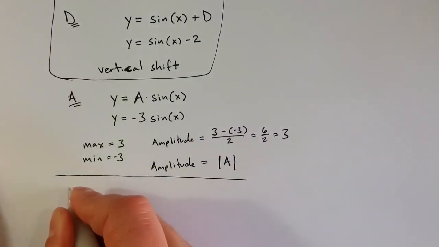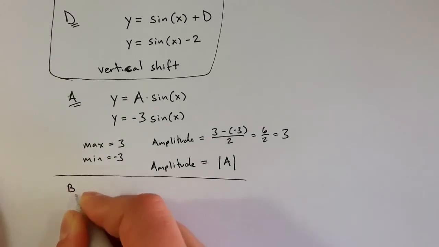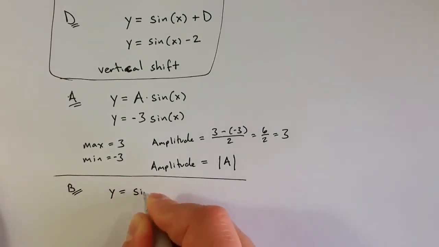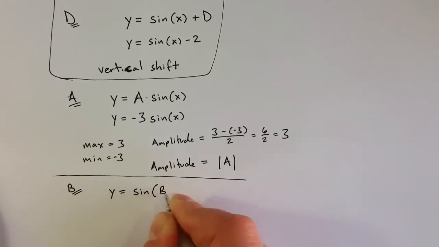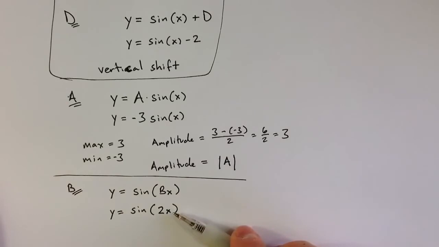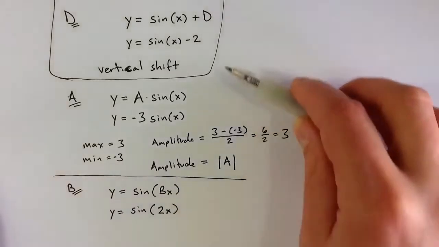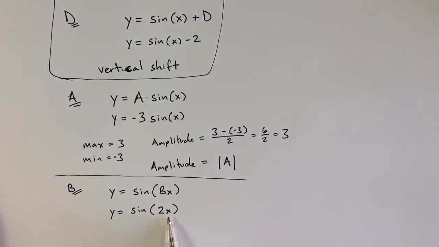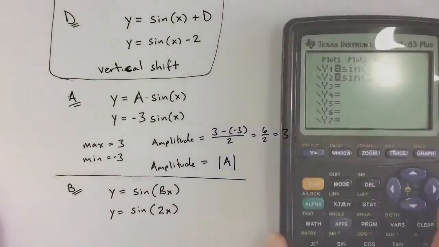So let's consider what happens if we just replace b. So I might have something like y equals sine of b times x. Or in particular, we might have something like y equals sine of 2x. This is a change that happens inside the function, and so it's going to differ from what we've seen with a and d because it's going to affect things horizontally. This change affects the x values before the function is applied.